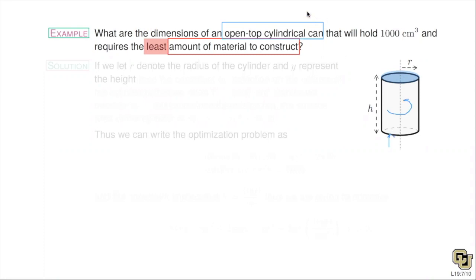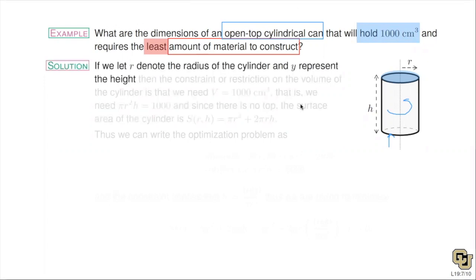And the other constraint is that it has to hold 1,000 centimeters cubed. So here's where units are important. Centimeters cubed tells me that that's volume. So here we want to minimize this open topped cylindrical shape, and the constraint is the volume has to be exactly equal to 1,000 centimeters cubed. So here are three parts of our optimization problem.